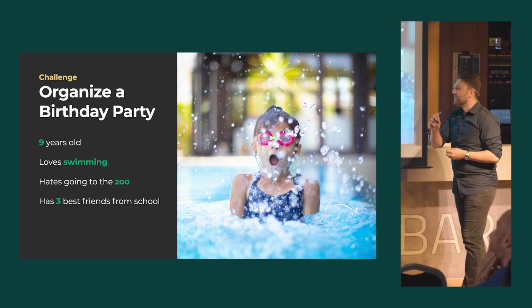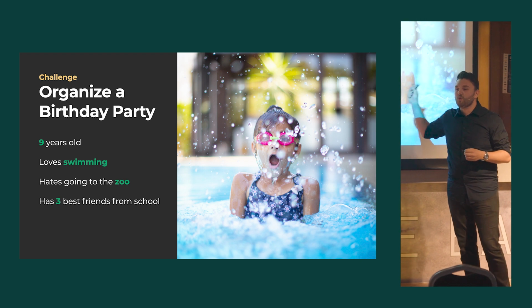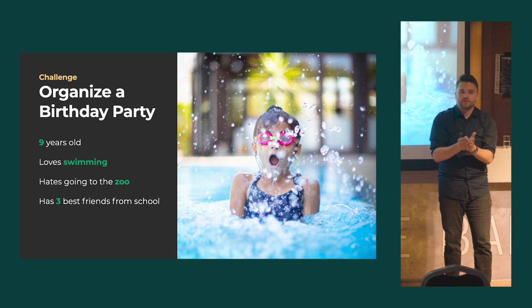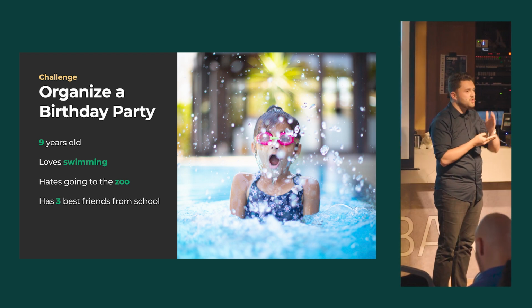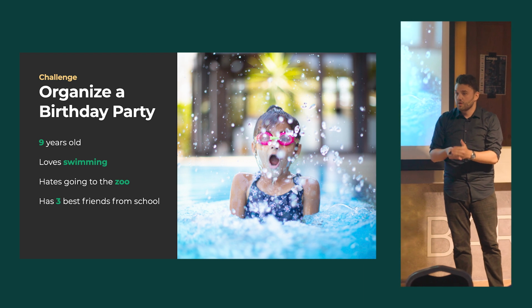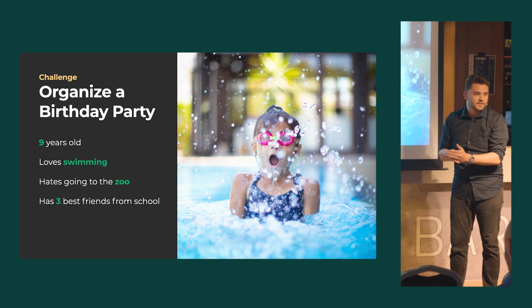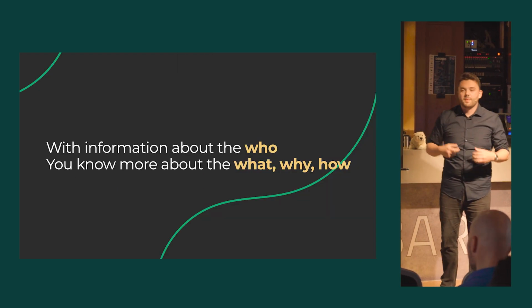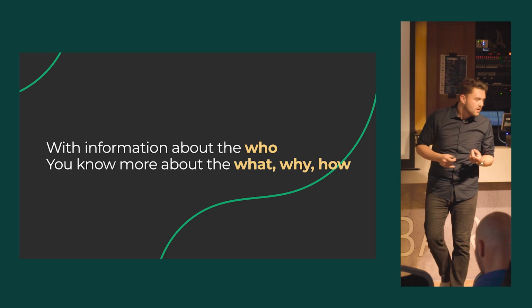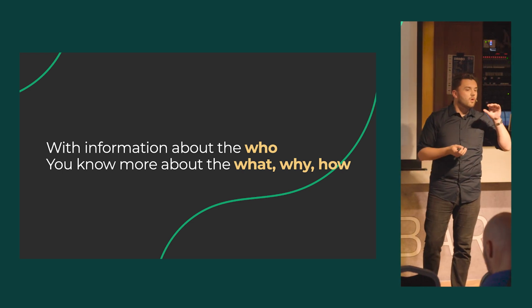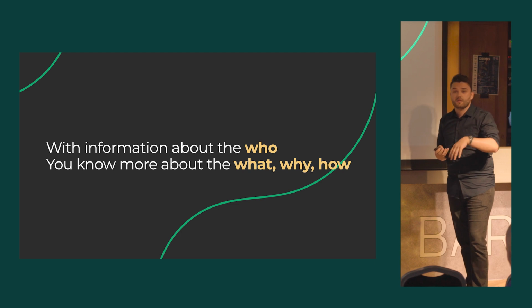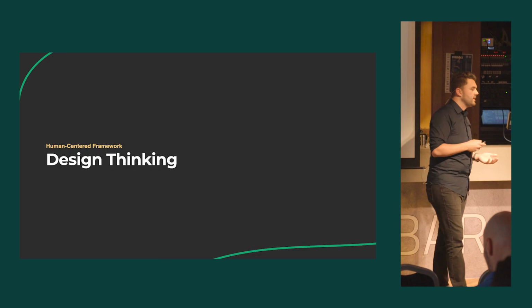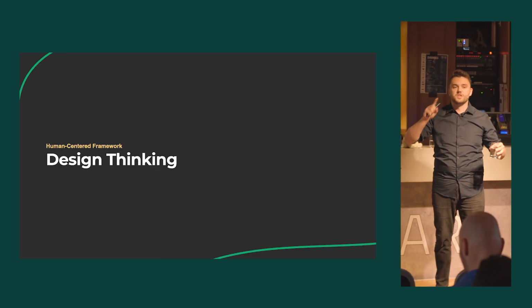The key takeaway is that because now we know who we are organizing it for, we can narrow down all the different options and choose the type of birthday party that fits her and what she would like, instead of just going airsofting. So if you have more information about who you are making something for, you have much more information about what you can be making, how you can be making it, and most importantly, why you are making it. And these characteristics come down to a process that's called design thinking. Who here has heard of design thinking before?